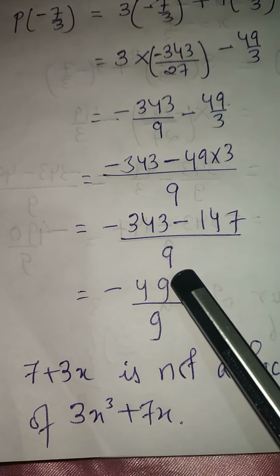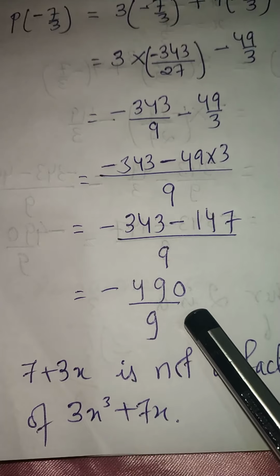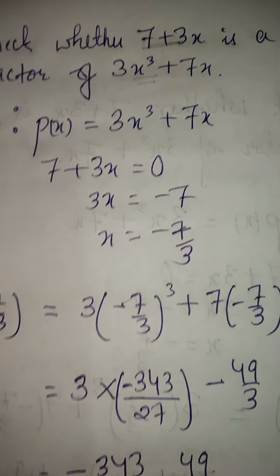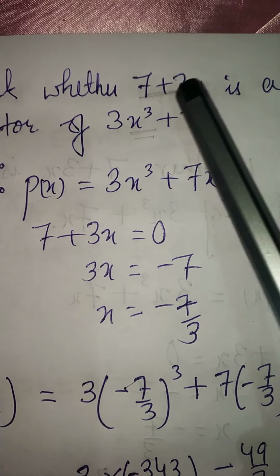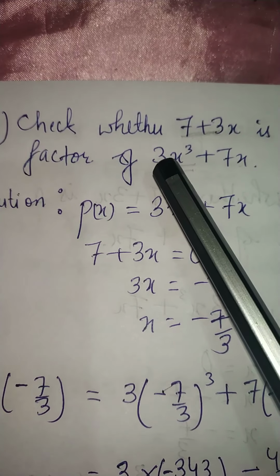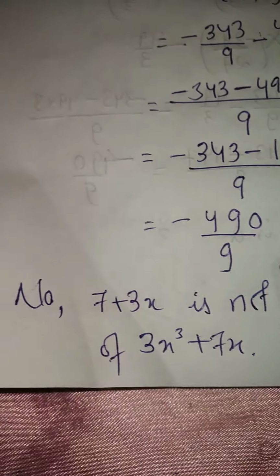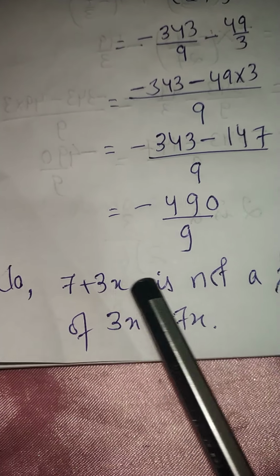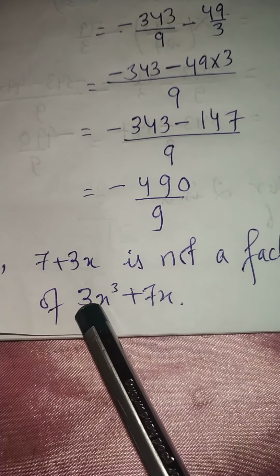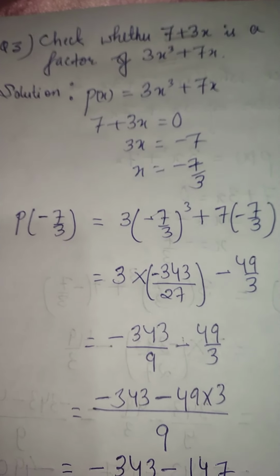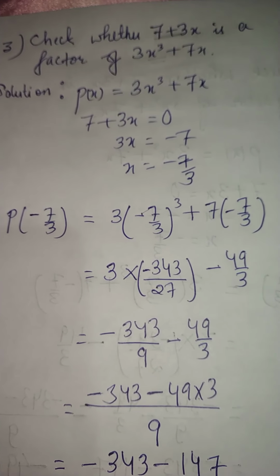That means in this case the remainder is not 0. Is the remainder 0 here? No, it's not 0. That means the given divisor, that is 7 plus 3x, is not a factor of 3x cubed plus 7x. So we have to conclude our answer like this. No, 7 plus 3x is not a factor of 3x cubed plus 7x. Is it clear, students? So with this we have completed exercise 2.3.